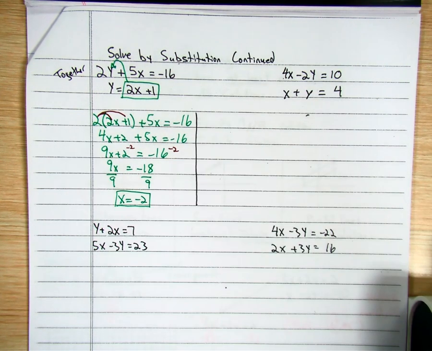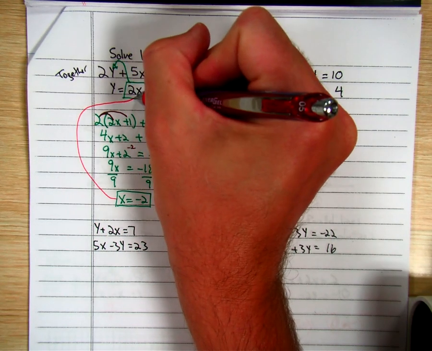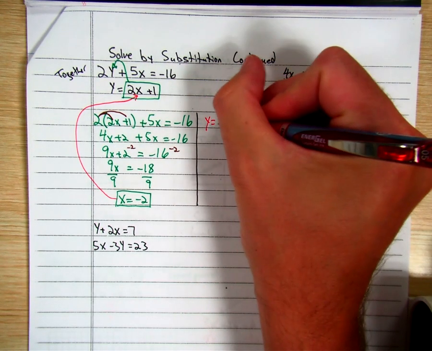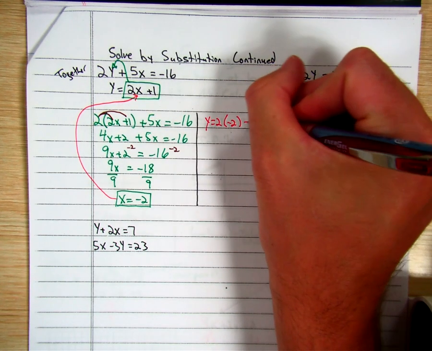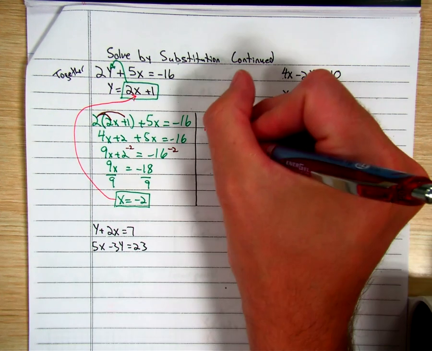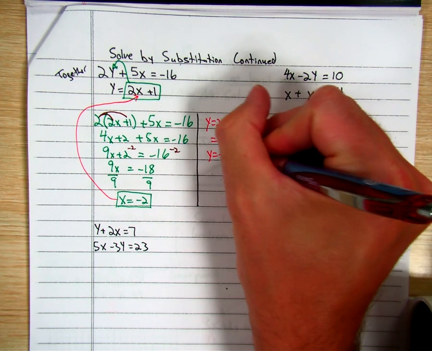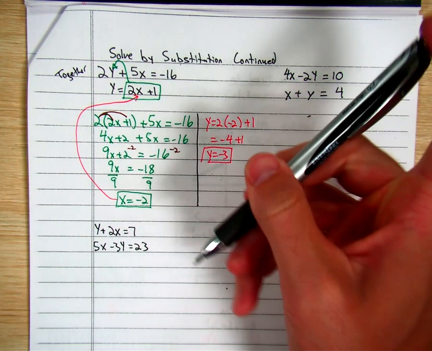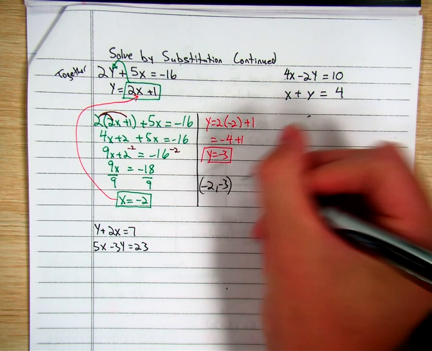Now we're going to take this, x equals negative 2, and substitute it in there so we can get what y is. 2 times, not x anymore because I know what x is, it's negative 2. So we'll have negative 4 plus 1, y equals negative 3. And we'll put our final answer here as a coordinate point: (-2, -3). Ta-da!